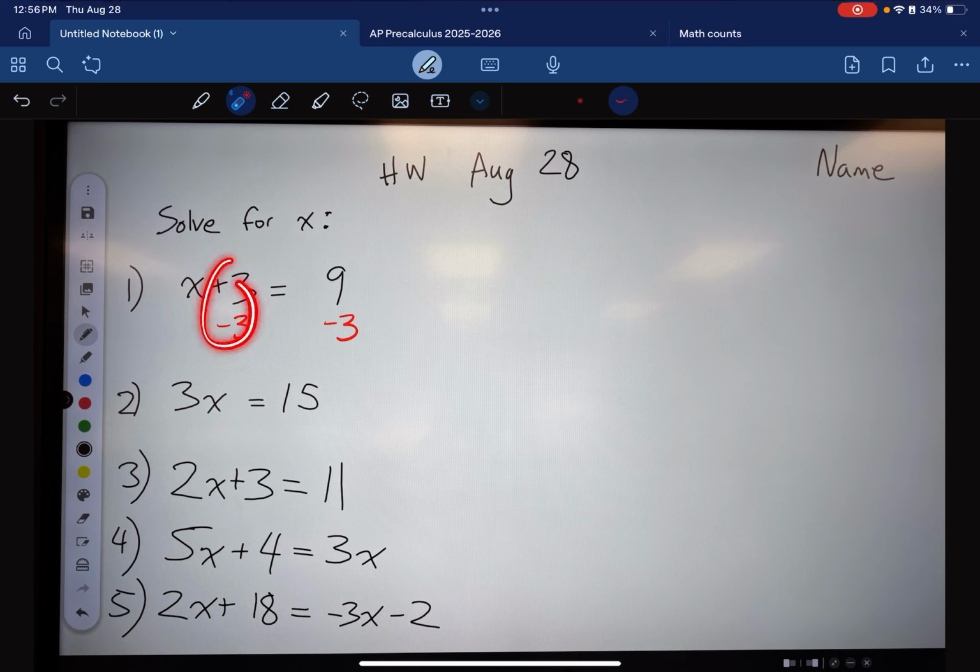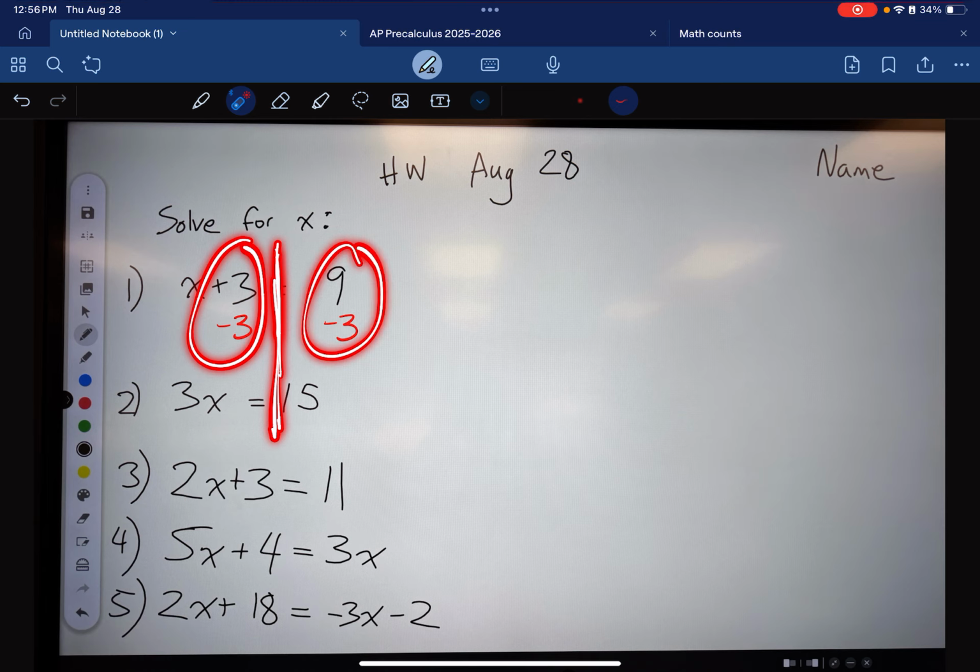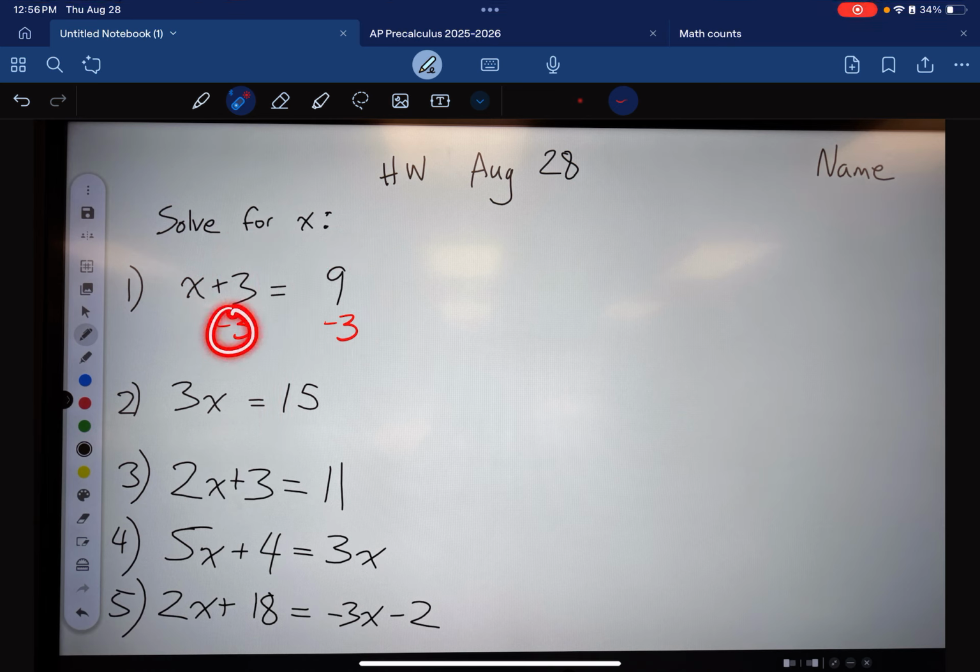Whatever you do to the left side of the equal to sign, the equal to sign is the great barrier. Everything that's on the left side of that barrier, you need to do that to the right side of that barrier. I have a minus 3 on the left side, therefore I have a minus 3 on the right side. And when I do that, 3 minus 3 is 0, which means they just cross off. I'm left with just an x.